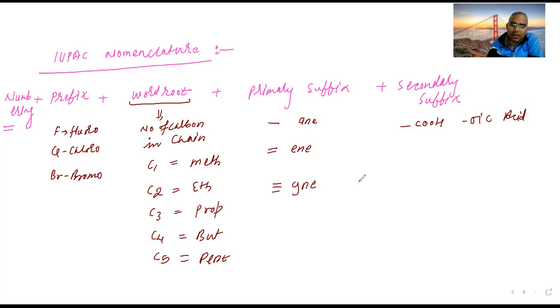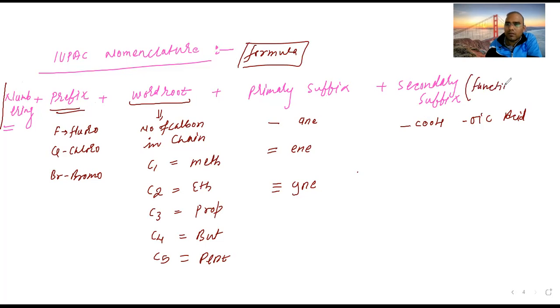That is rule number 1. What we are writing is the formula for IUPAC nomenclature. So what is the formula? First of all we have to do numbering, then we will write the prefix. I will tell you the meaning of prefix. Word root. Primary suffix means nature of bond. Secondary suffix means functional group.